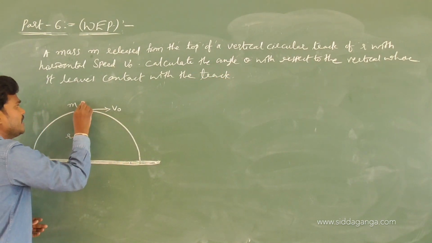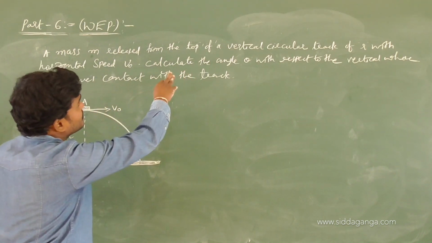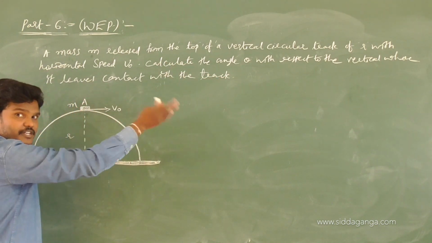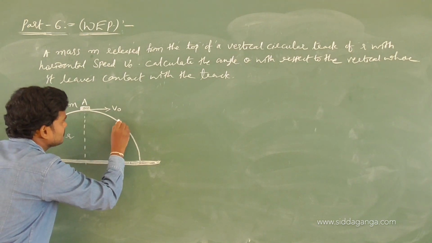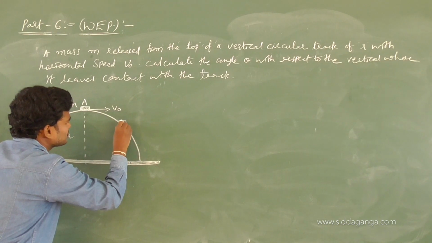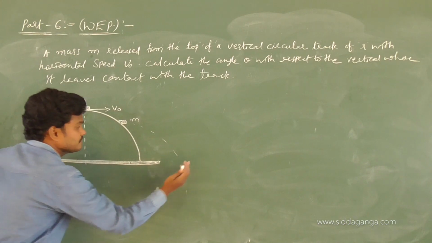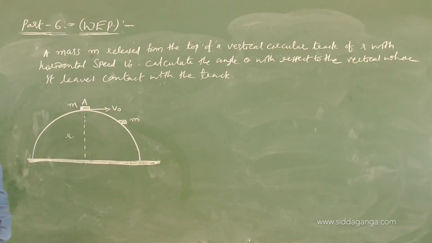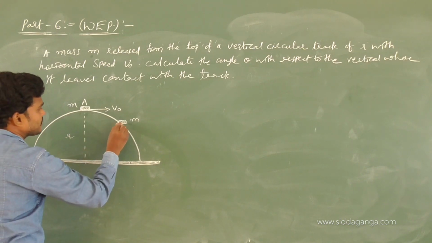Let us give the name, this is A. So due to this velocity, anyhow they mentioned it is going to leave the contact with the track. Means at some point it is going to leave the contact. So let me take at this point, this body is going to leave the contact. Means after that the body falls like this. What are they asking, with respect to horizontal or vertical? With the vertical. Okay, no problem. So it is going to leave here.